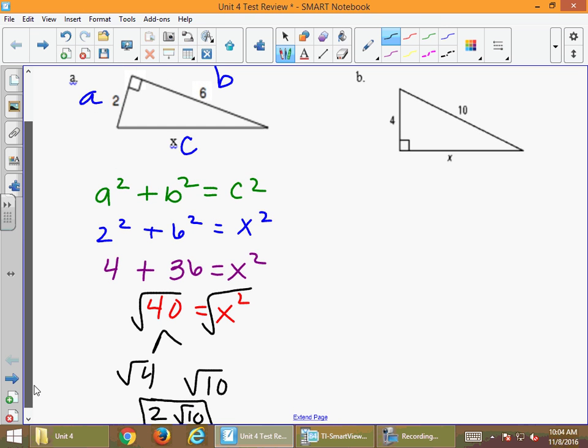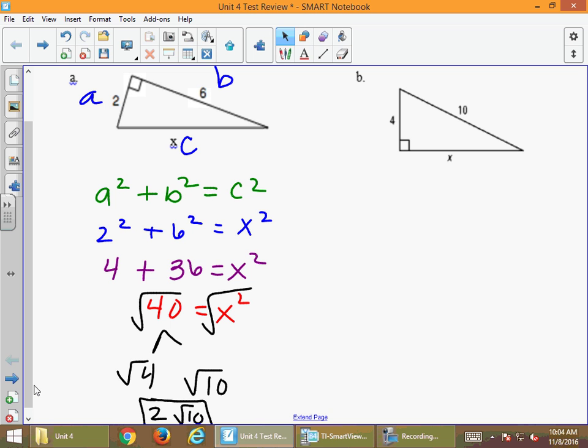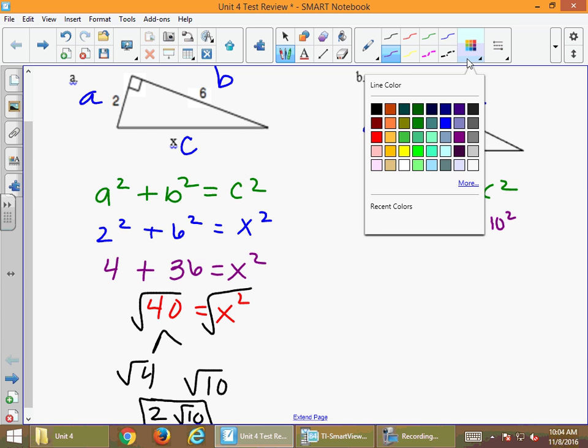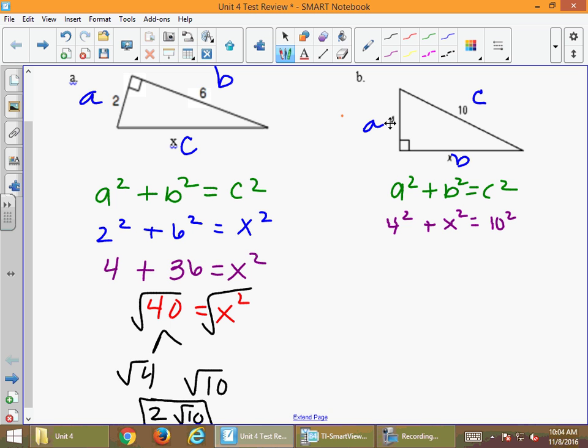Alright, same thing with these. We said which one always has to be our c? Go to your 90, go across, that's our c. a and b do not matter. Fill in your info. a squared plus b squared equals our c squared. Simplify it. What is 4 squared? 16. What's 10 squared?